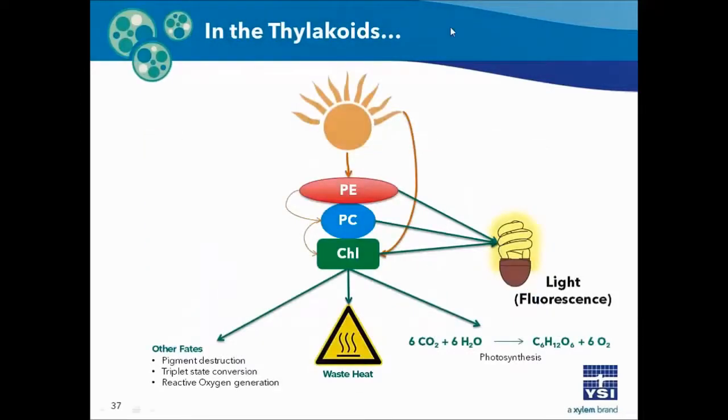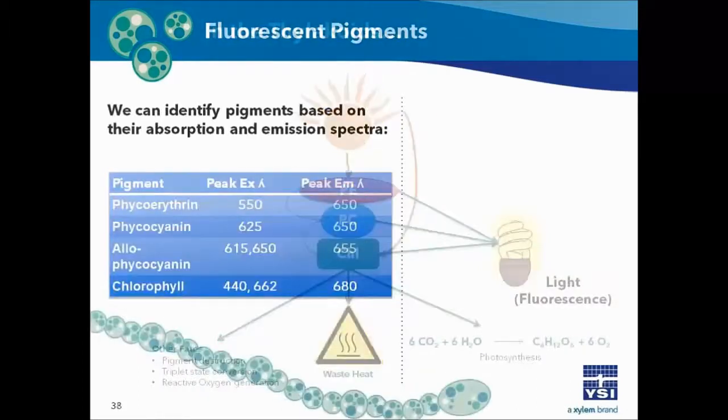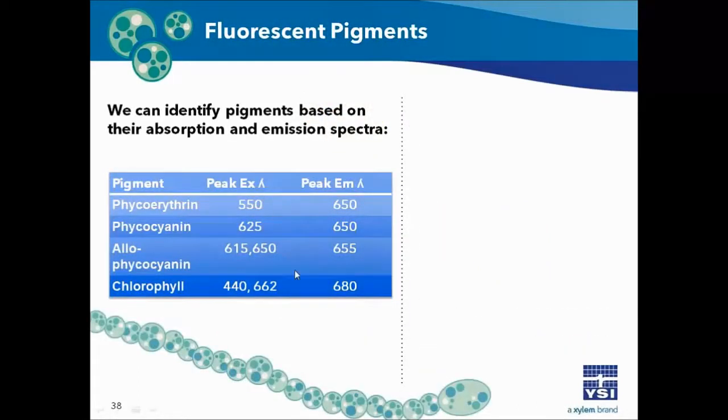So when you put it all together, in those thylakoid membranes, those pigments are absorbing light both directly from the sunlight, and then they are emitting light via fluorescence, and some of that emitted light actually hits the sweet spot for another pigment to absorb. And that is what we take advantage of in a lot of sensing technologies. We can identify specific pigments based on their absorption and emission spectra.